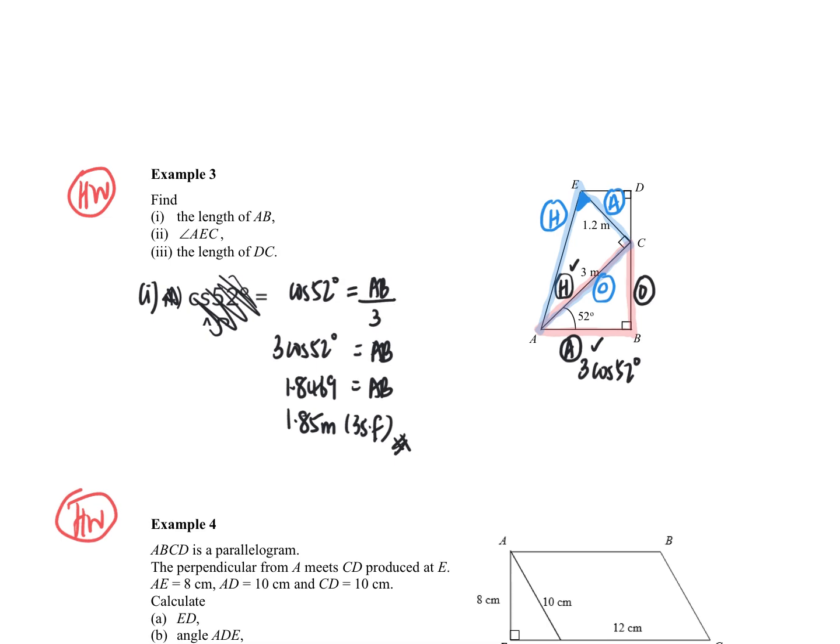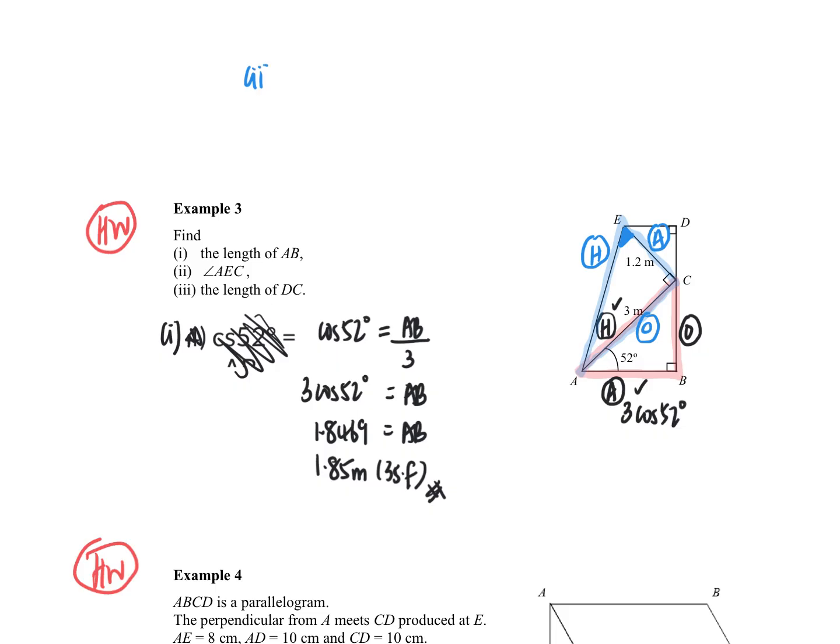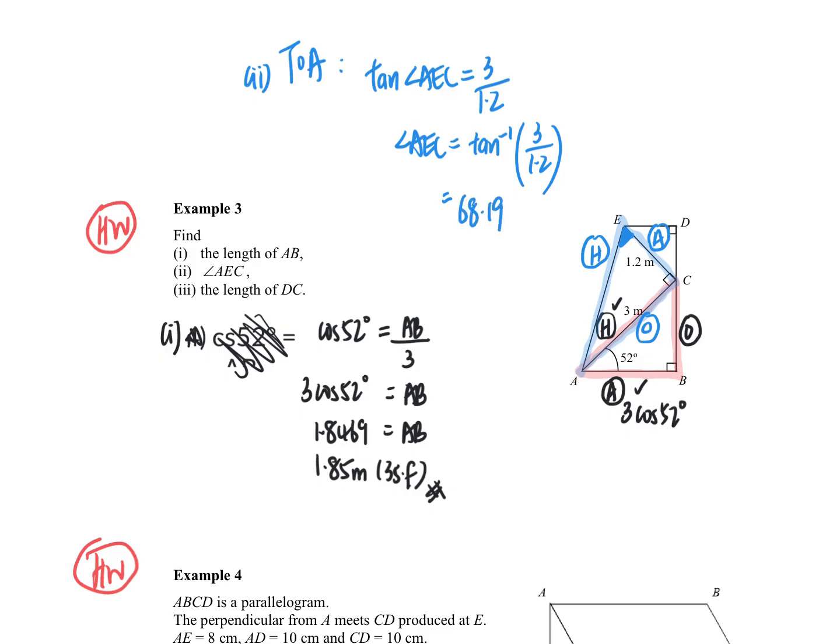So I have A, I have O. I want to find the angle. Which ratio should I use? Which ratio? O and A. TOA. So tangent of the angle AEC is opposite over adjacent. So in order to find the angle, you do a tangent inverse. Okay? So answer? 68.198. So 1 dp 68.2. So if you want, you can label it.